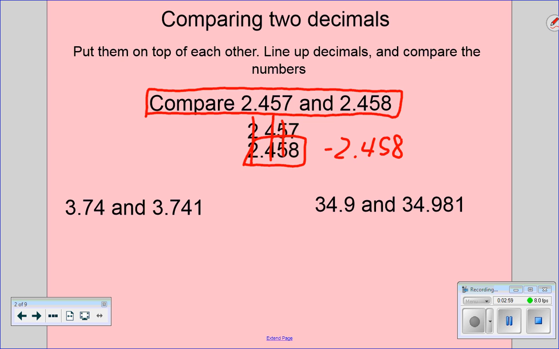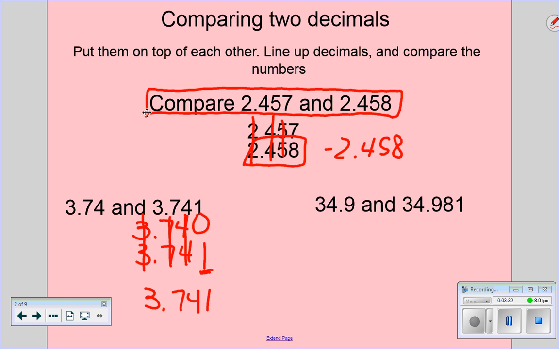So here's an example where one has more digits than the other. So I'm going to put them on top of each other. 3.74, 3.741. Now if they aren't equal in length, you can put a 0 and not change the other number. Okay, you're not going to change anything if you put a 0 on. So if I go down, same, same, same, not the same. So this one is obviously bigger.